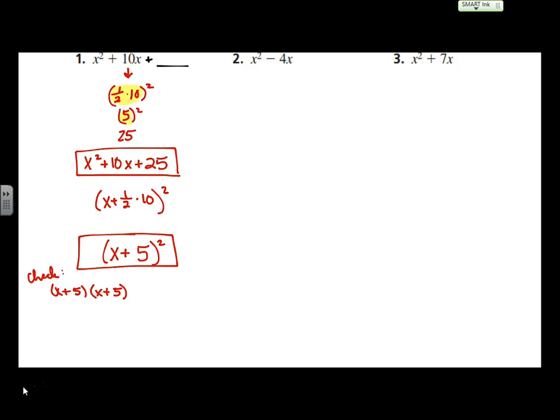x plus 5 times x plus 5. And x times x is x squared. Outer, inner plus 5x. And then last plus 25.